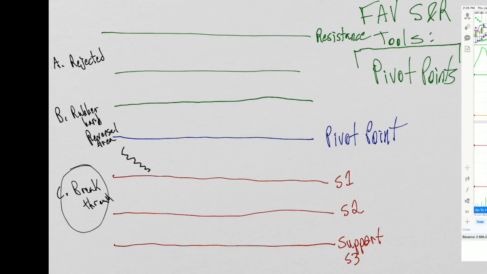So option C is going to be continuation of the trend. Option B is going to be reversal or retracement. And option A is going to be reversal or retracement. Hopefully you can read that handwriting if you're watching the video on YouTube.